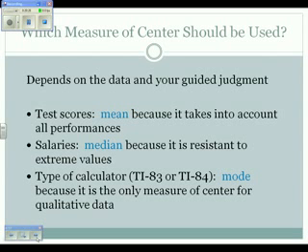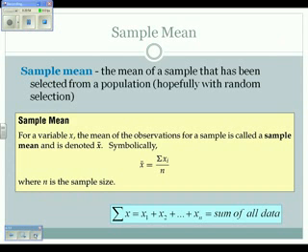I think the 83 could too, right? Yeah. So, it doesn't really make sense to average model numbers or anything. And so the mode, the most frequent one, would be the one that you'd want to use here.